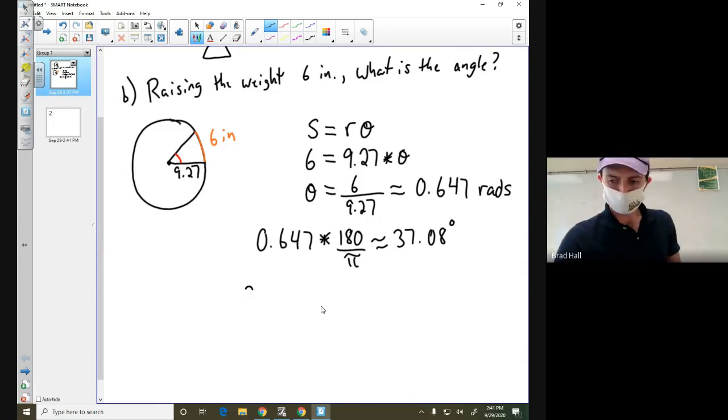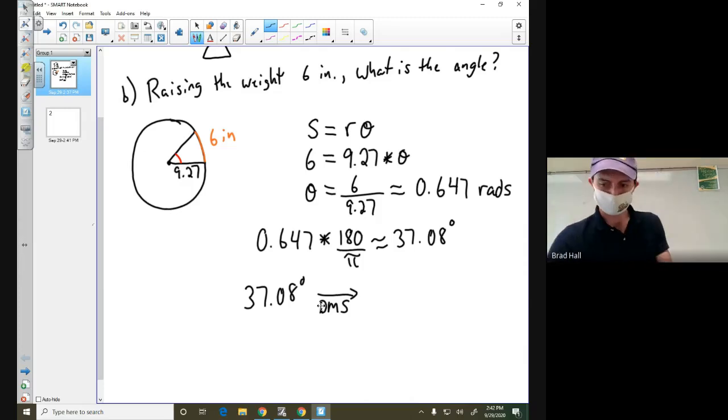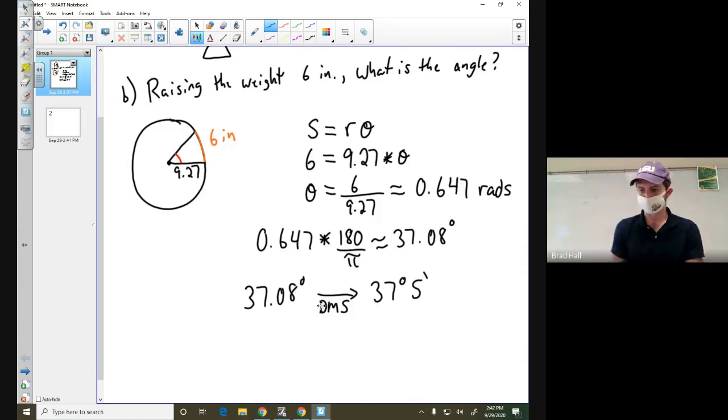So finally, if we convert to degrees, minutes, seconds, it's set to the nearest minute. So the nearest minute, so it would be precisely 37 degrees and 5 minutes.